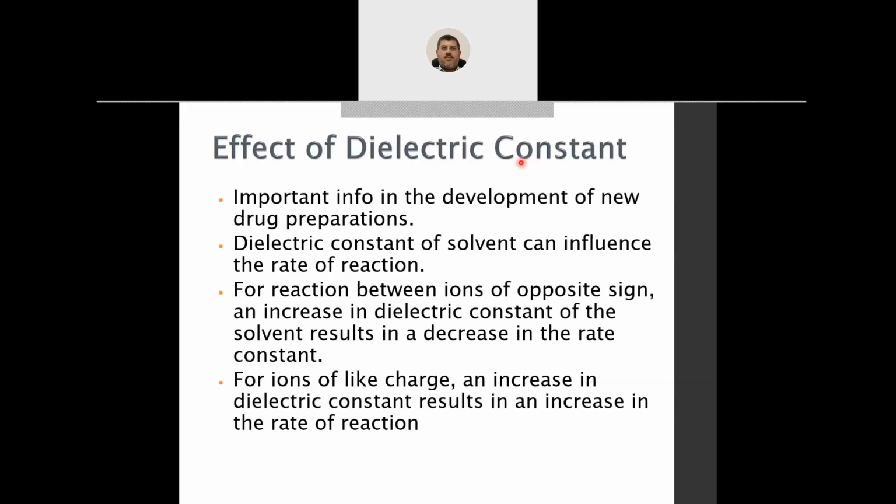The dielectric constant of the solvent is also an important aspect. We have to consider it once we develop new drug preparations. It can influence the rate of the degradation reaction. It depends on whether the reaction occurs between ions of opposite charge or the same charge. Opposite charge means an inverse relationship, meaning that an increase in dielectric constant decreases the rate constant. You remember it this way: opposite sign, inverse relationship. If the reacting ions that will form the degradation product have the same charge, then it is a direct relationship, meaning an increase in the dielectric constant of the solvent results in an increase in the rate of reaction.